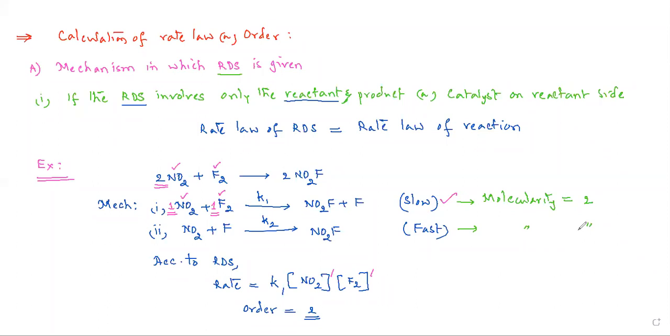So here, remember, you will have the reactants and even the product, and if at all the catalyst is also involved on the reactant side, even that will be there in the slow step itself. You can find everything in the rate determining step. So that makes it simple. You got NO2, you got F2, you got NO2F. Everything is there in the rate determining step itself. But every time it may not be the same. Let's see.